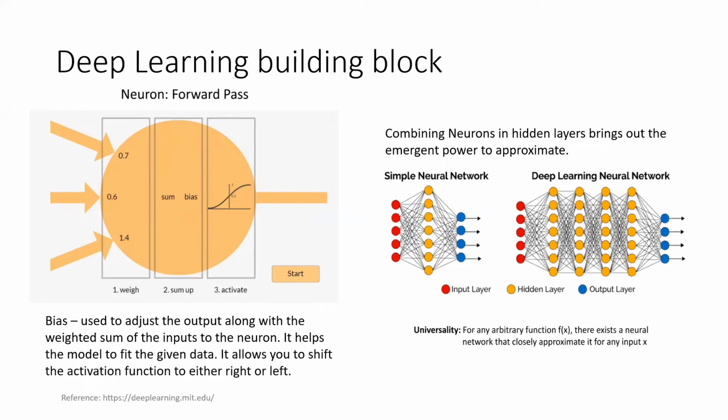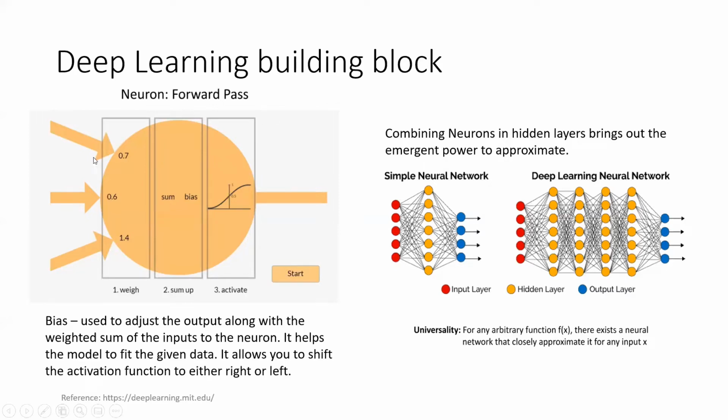After attaching the weights, we also attach something called the bias. It's a constant used to adjust the output along with the weighted sum. In short, the bias helps the model fit the given data. It allows you to shift the activation function to either right or left. So that's the use of the bias, and that is what happens in the forward pass. After giving the neuron inputs, it assigns weights and a bias, then gives an output. Remember, our data set is labeled. You have the ground truth labels, so we can tell the error rate. That's what the forward pass is all about.